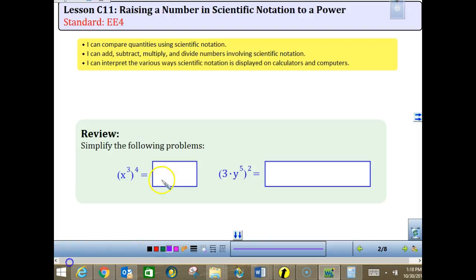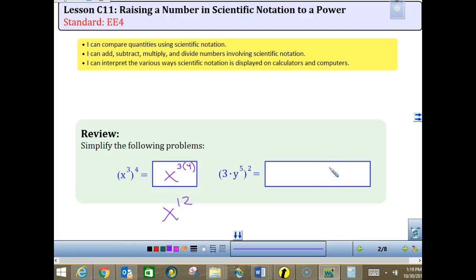So everyone doing what with those? Power to a power up on the front board. What are we looking at? We should be multiplying, so 3 times 4. So I'm going to get x to the 12th for my answer.